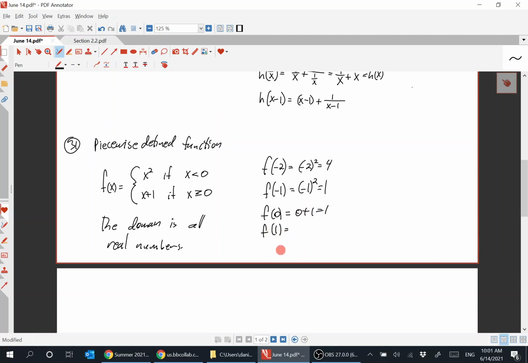f of 1, use the bottom piece. 1 plus 1 is 2. And then they ask for f of 2 as well. Again, use the bottom piece because the 2 is bigger than or equal to 0. So it works like that. For different values of x, we use different pieces of the piecewise function. Which piece? Well, it tells you right there.